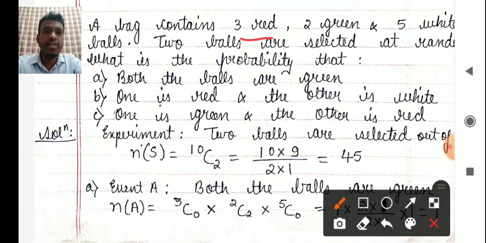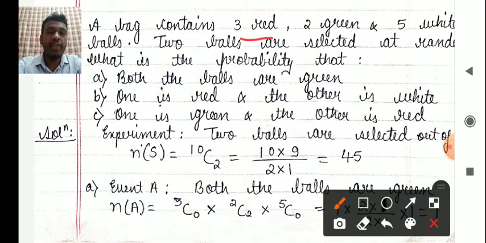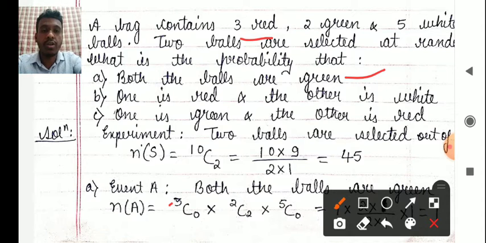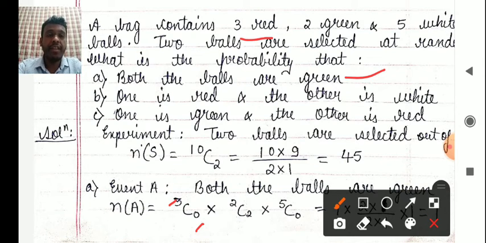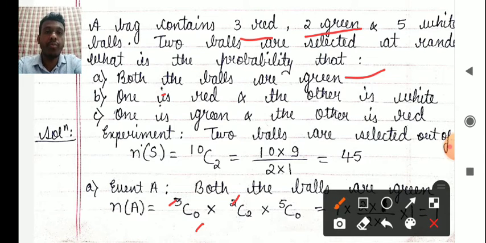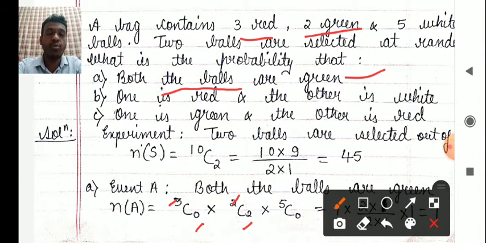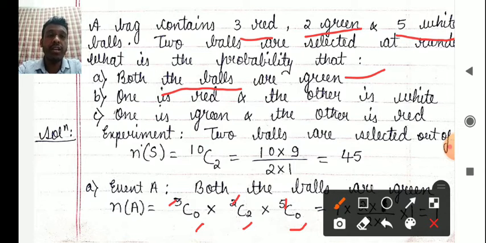3 red balls. So how many red balls are we selecting? We have said that both the balls are green. So that means 0 red balls. So 3 is the total number of red balls, and how many are we selecting at a time? 0, because we want both the balls as green. Then two green balls are there. Out of that, how many are we selecting? Both the balls should be green, so 2C2. And now white balls, five white balls are there, and out of five white balls, how many are we selecting? Zero, because both the balls are green in this case.